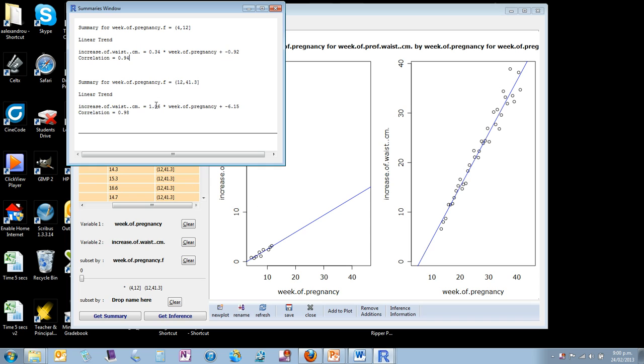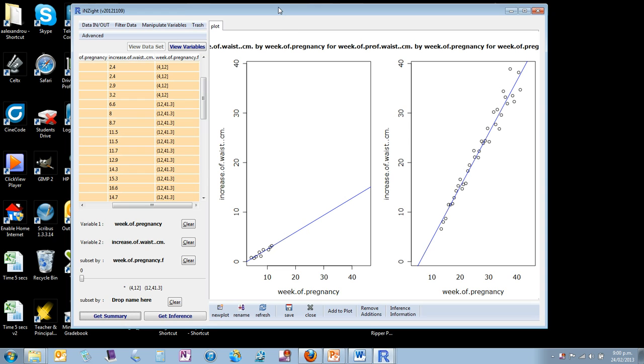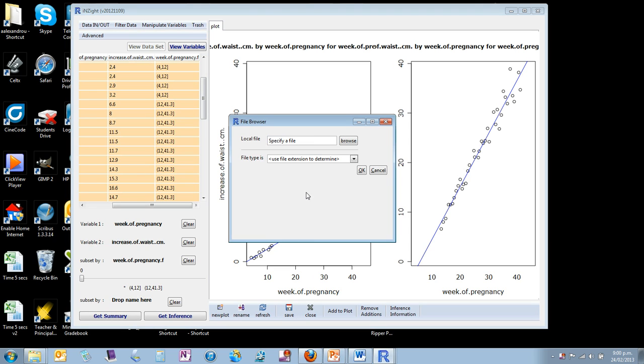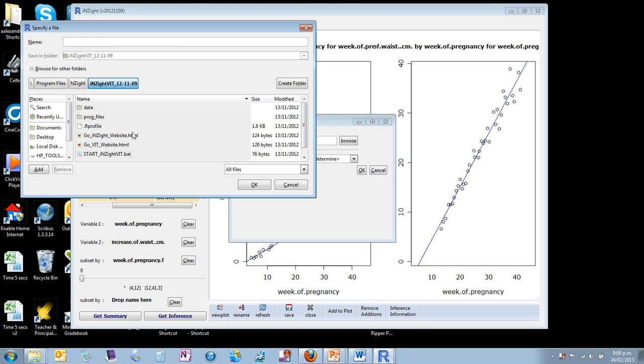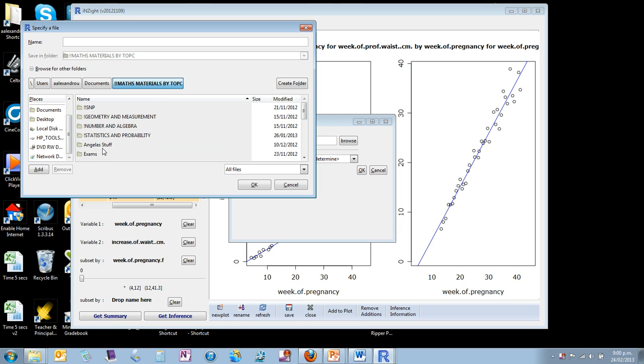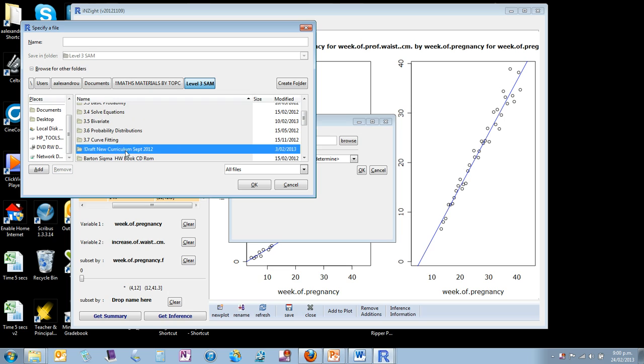And up here we've got our other equation, which is very similar to the overall big line that we've looked at a couple of times. So y equals 1.06 of x, of weeks of pregnancy, minus 6.15. If I just put that summary box out of the way, I'm going to save this data now, and we're going to drill down and put it somewhere where I think I'm going to find it in my user files. Bear with me here, I'll just put it in my statistics folder.